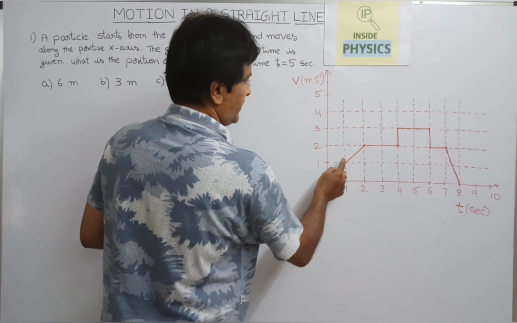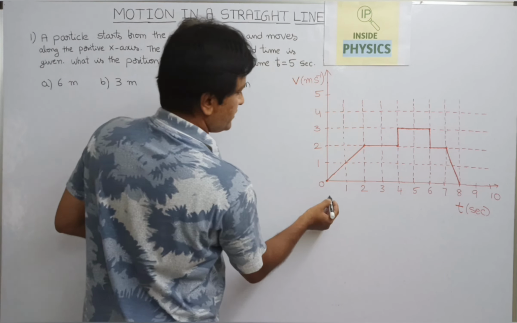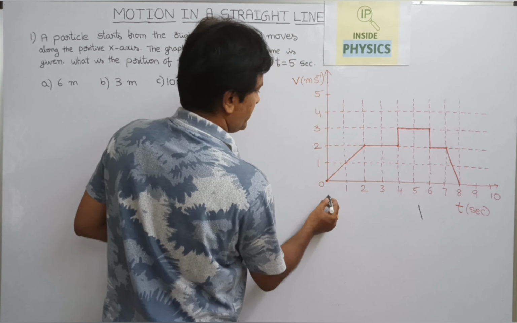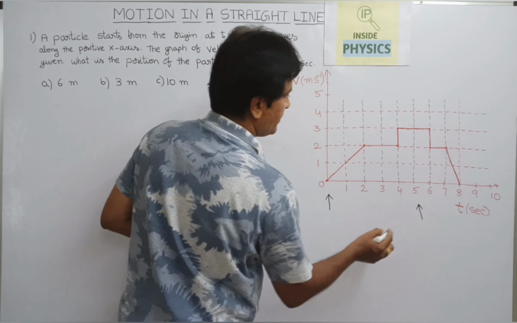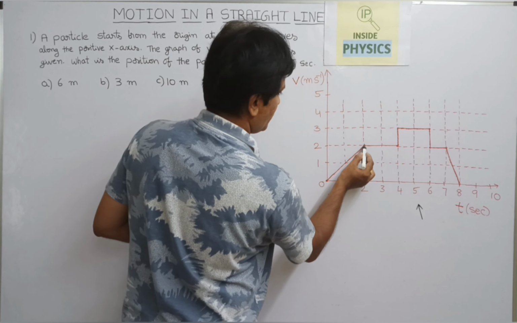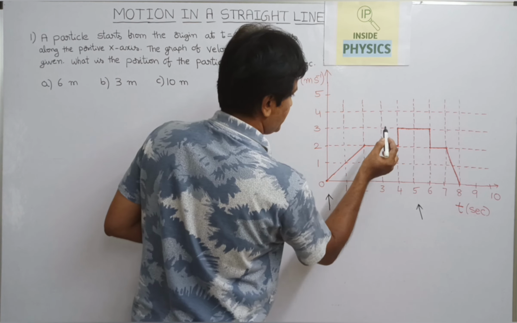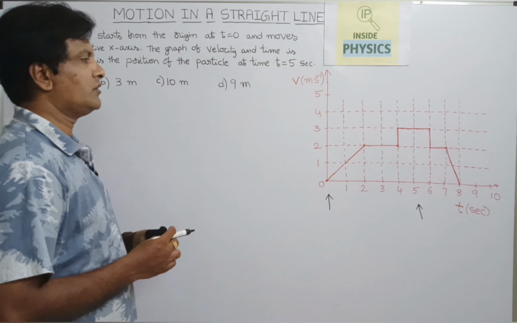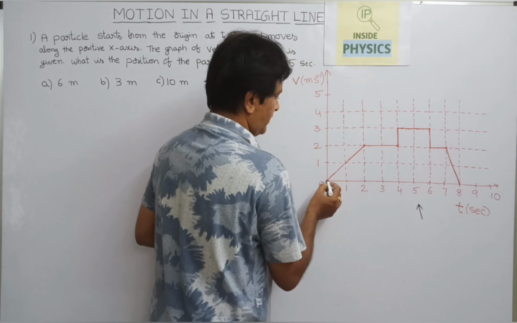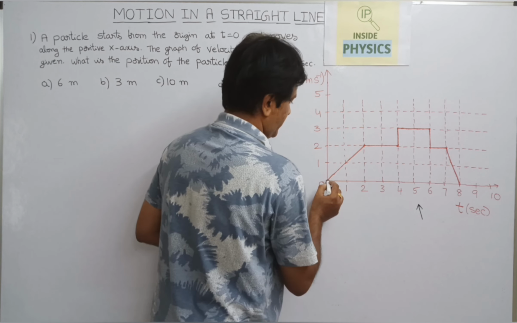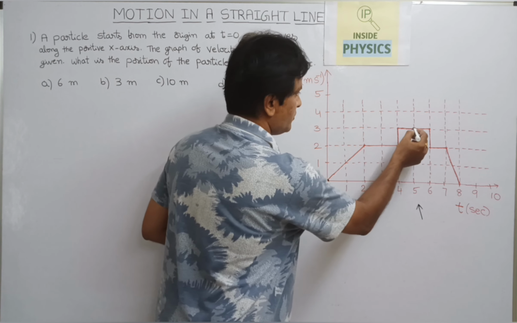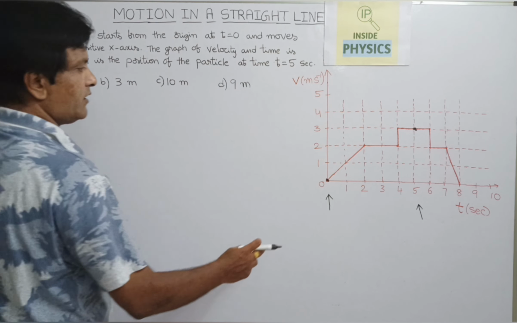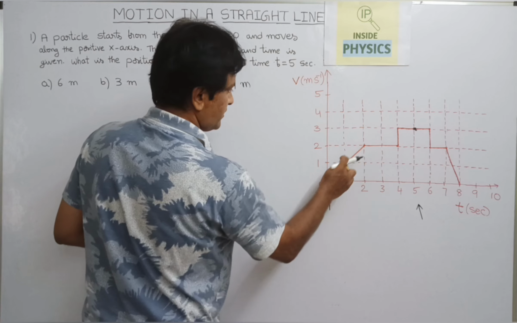So what is the area under the graph from 0 to 5 seconds? This is 0 and here the 5-second mark is here. So between t equal to 0 and 5, the graph is like this. From here to here, 0 to 2 seconds, 2 to 3 seconds, 3 to 4 seconds, and here from 4 to 5 seconds. So the area under the graph is from this 0 position to this position at the 5th second.